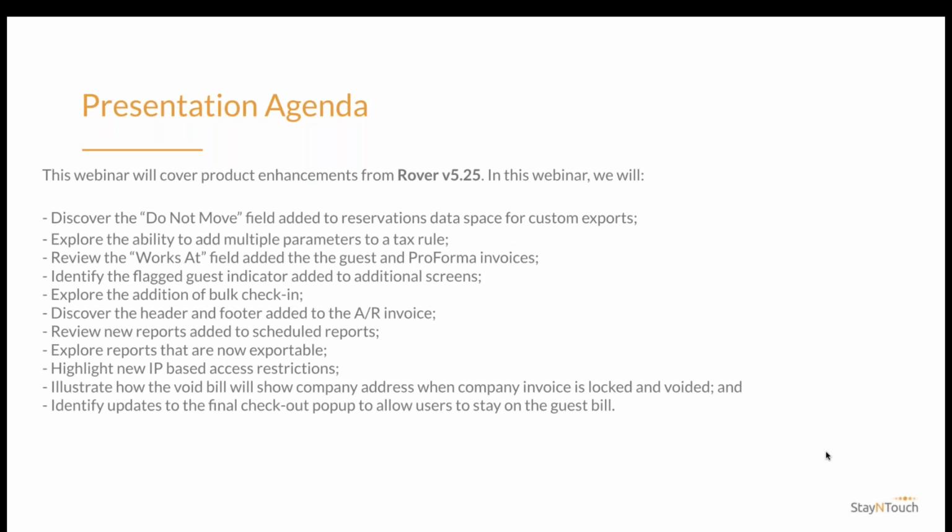highlight new IP-based access restrictions, illustrate how the void bill will show company address when company invoice is locked and voided, and identify updates to the final checkout pop-up to allow users to stay on the guest bill.